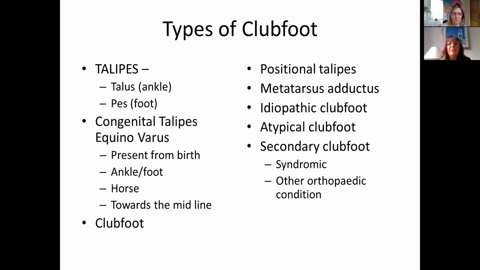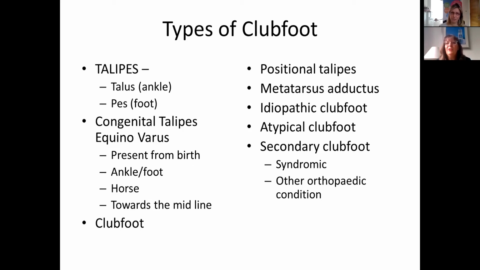So the full medical name for clubfoot is congenital talipes equinovarus. Congenital means something that's present from birth. Then you have the talipes, the ankle foot bit. Equinus actually relates to the horse because the horse's hoof sits down, and then the varus means that the foot deviates towards the midline. So it describes the elements of the clubfoot deformity. A lot of medical professionals now talk about clubfoot because that makes it specific and makes them realise that it is this specific deformity. Congenital talipes equinovarus, or CTEV, is quite a mouthful.